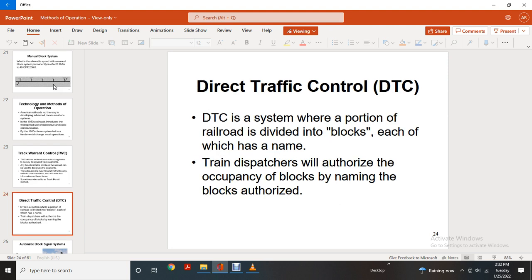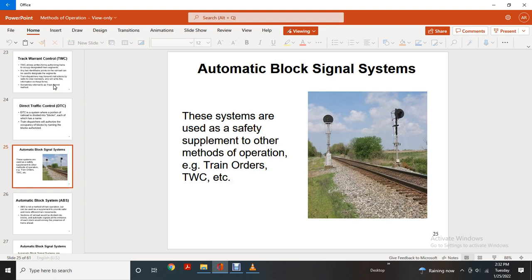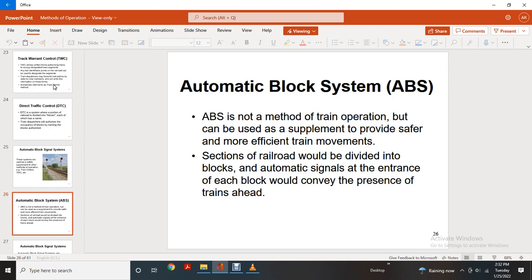Direct traffic control. Direct traffic control is a system in which a portion of the railroad is divided into blocks, each of which has a name. The train dispatcher will authorize occupancy of the blocks by the name of the block that is authorized. These systems are used as a safety supplement to other methods of operation, such as train order, track warrant control, and so on.